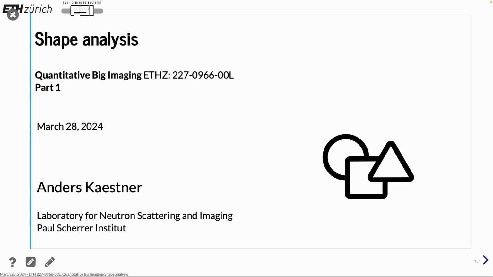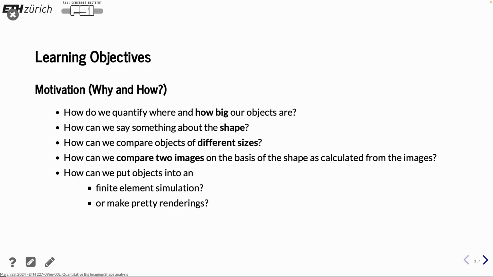Welcome back to QBI. Today we are going to talk about shape analysis. What we want to do is not only to make images nice, segmented into black and white, we want to know more. So now the question is how we can quantify how big different objects are, and possibly tell something about what its shape is like.